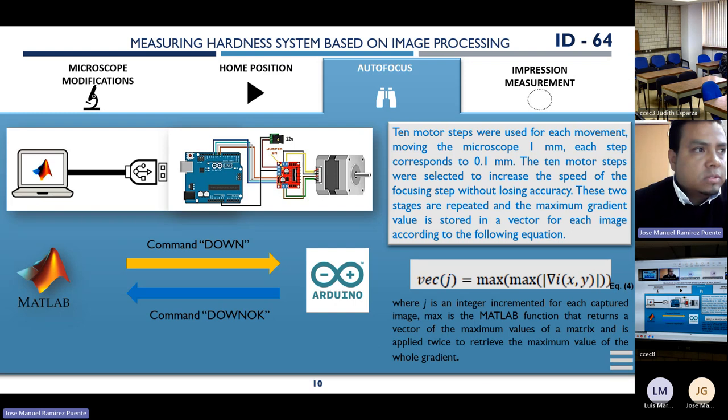The autofocus movement starts when MATLAB sends the command down. Arduino then activates the motor for 10 steps and responds with the down okay command. In MATLAB, equation four is applied and the maximum gradient value is stored in the A vector.